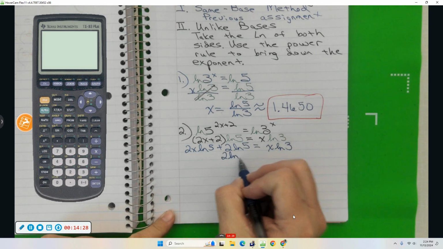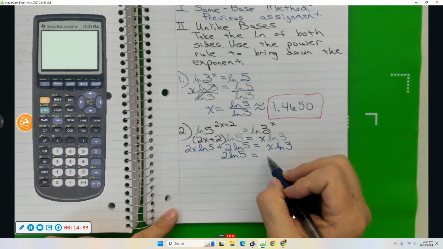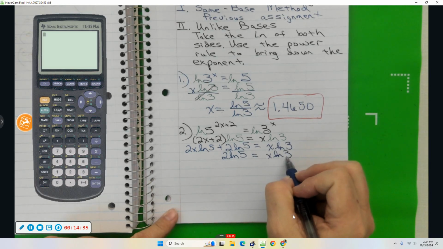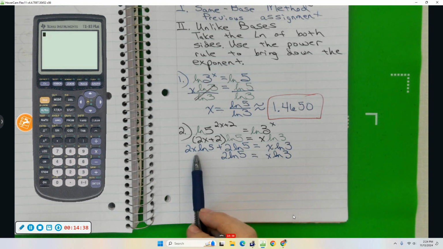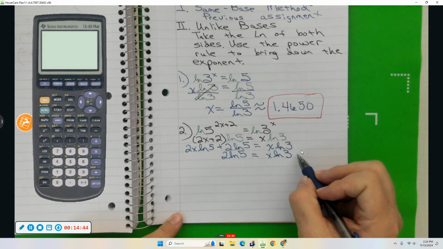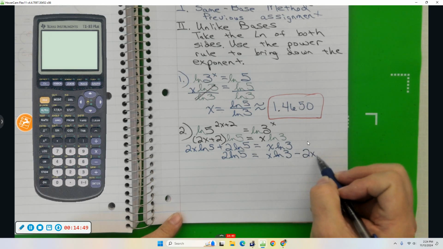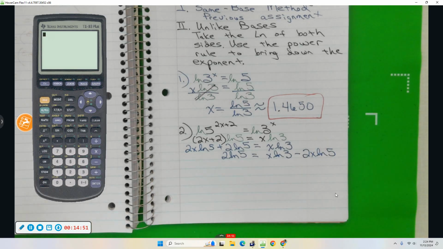So it's 2 ln 5 equals, I have an x times ln 3, pick up this term, move it to the right. That's an assumed positive. If we move it over, it's going to become a minus 2x ln 5. If you have multiple x terms, get all of the x terms on the same side. And then your trick is to factor out that common x.